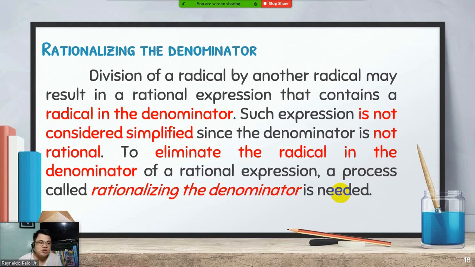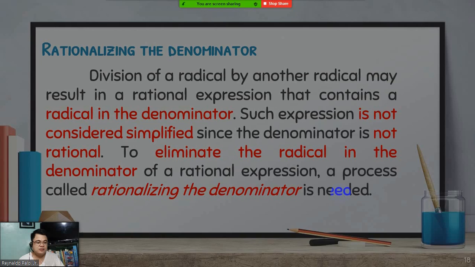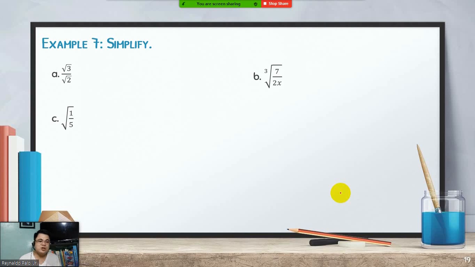Division of a radical by another radical may result in a rational expression that contains a radical in the denominator. Such expression is not considered simplified since the denominator is not rational. To eliminate the radical in the denominator of a rational expression, a process called rationalizing the denominator is needed. Alright? So, let's have example number 7.